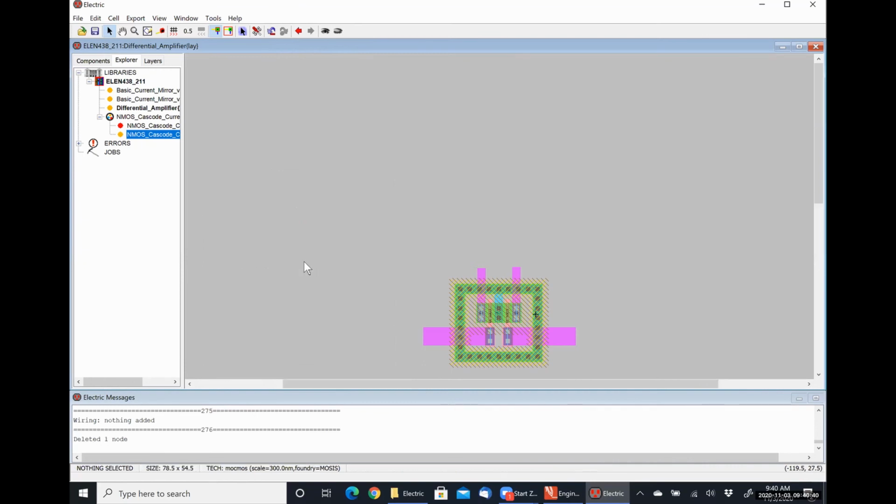I don't know. We'll worry about that later. I'm just going to delete it. But yeah, we'll do that on Thursday. We'll get this guy connected up to our current mirror and then be able to run simulations on the full thing up to this point. But for now, I'm just going to focus on the differential.